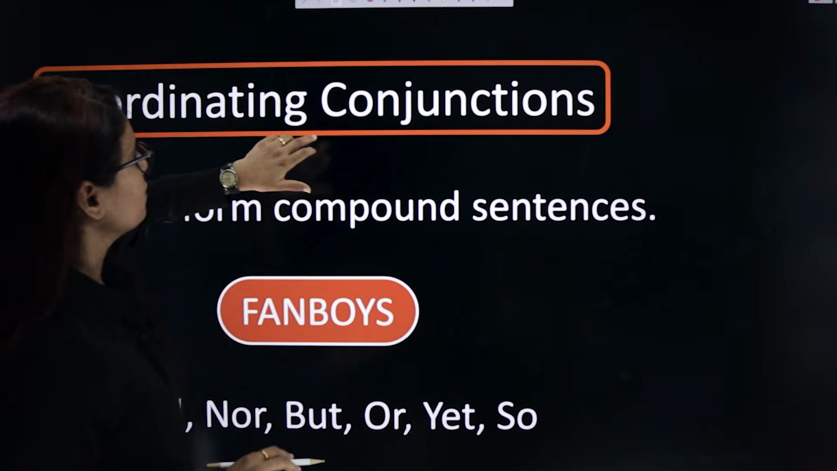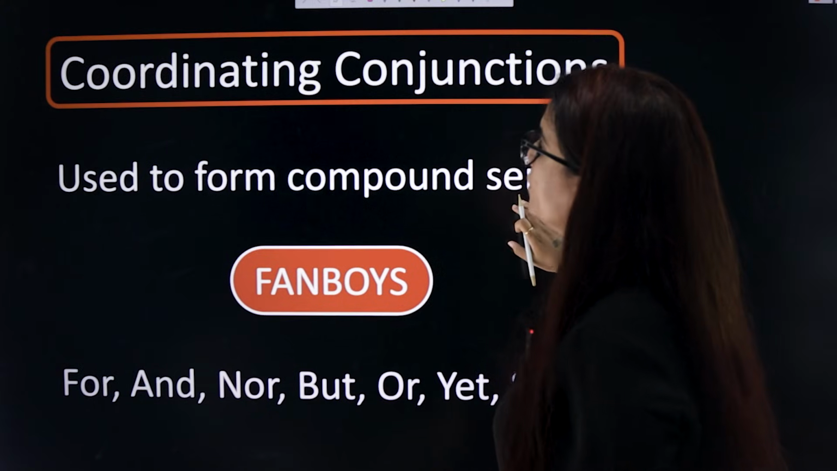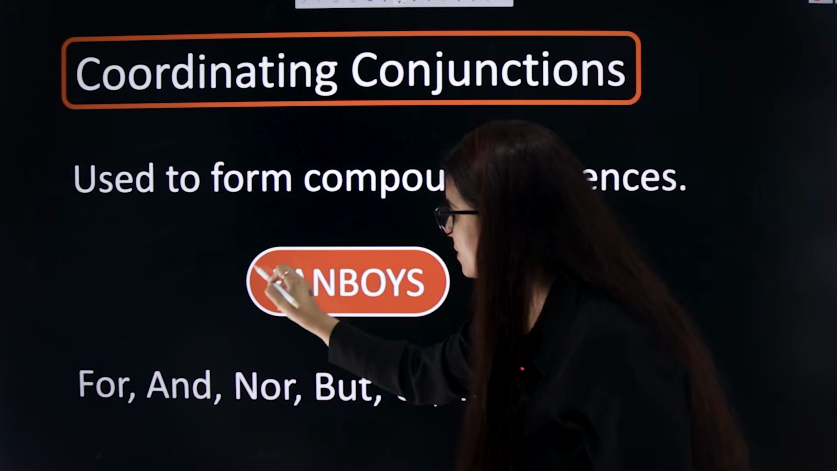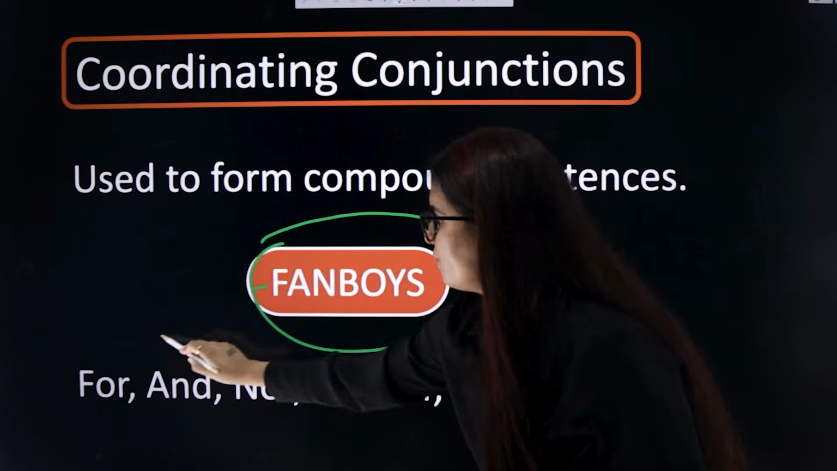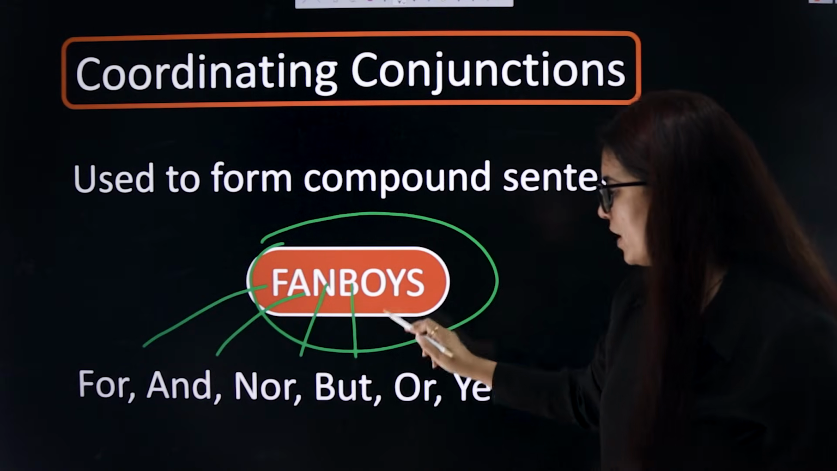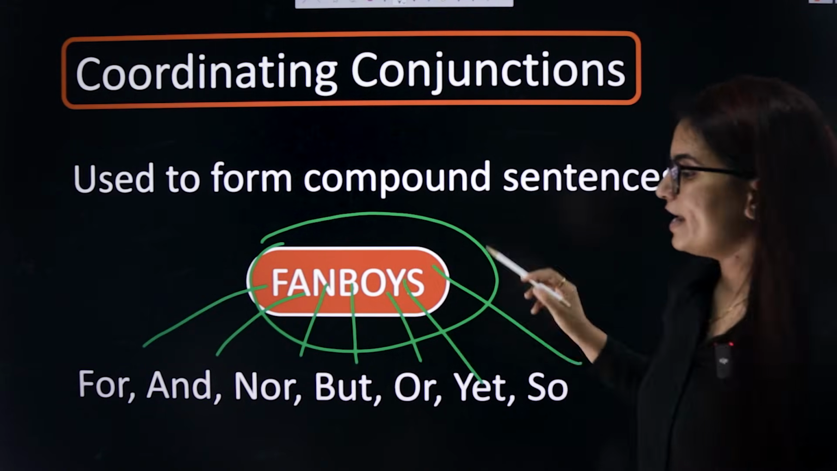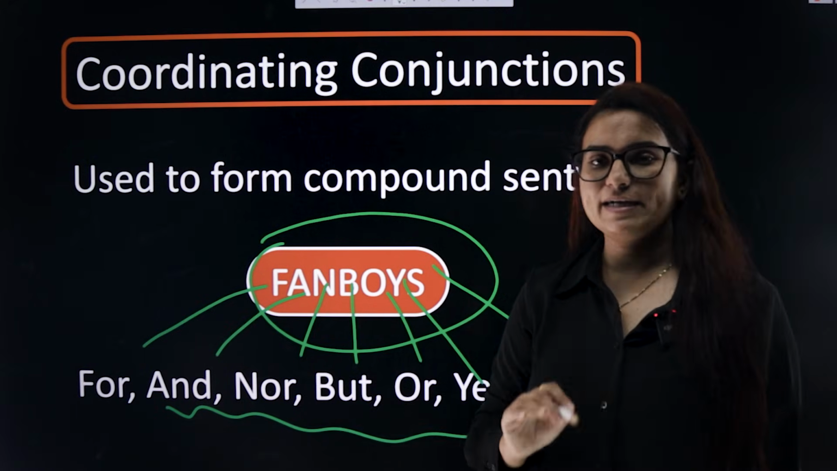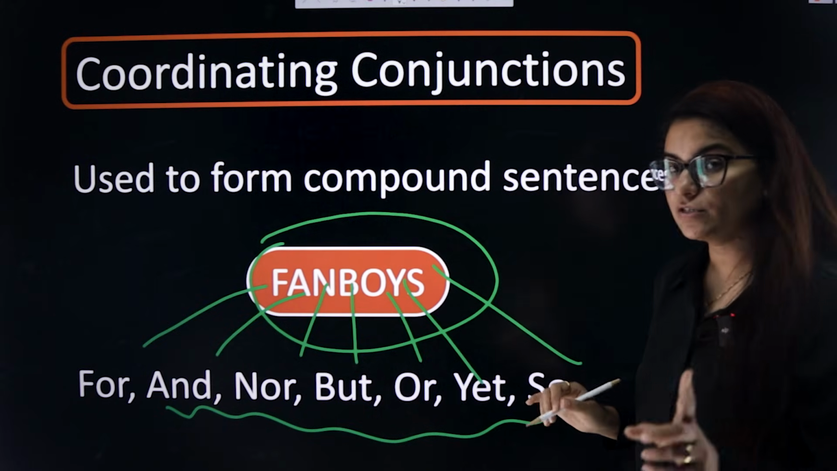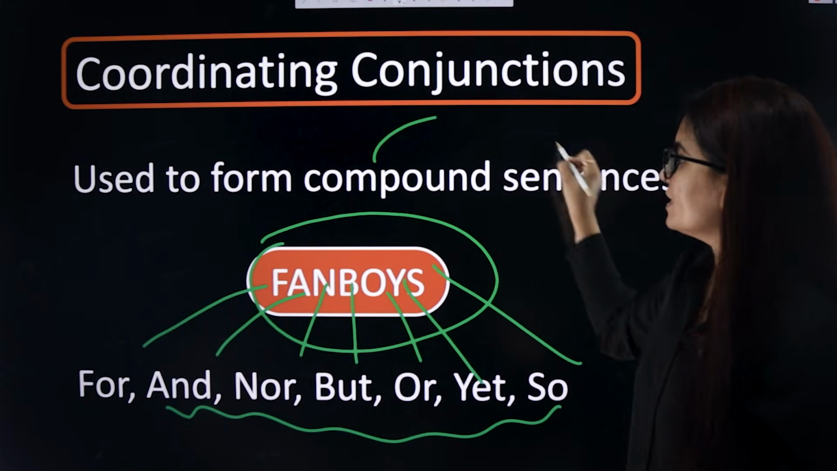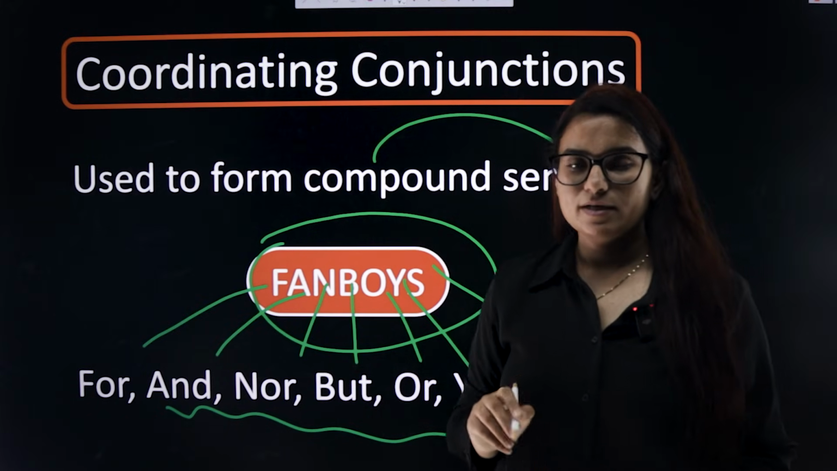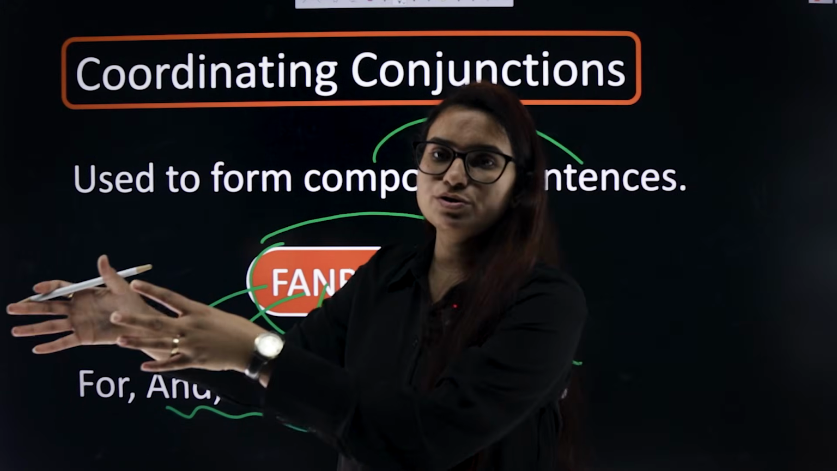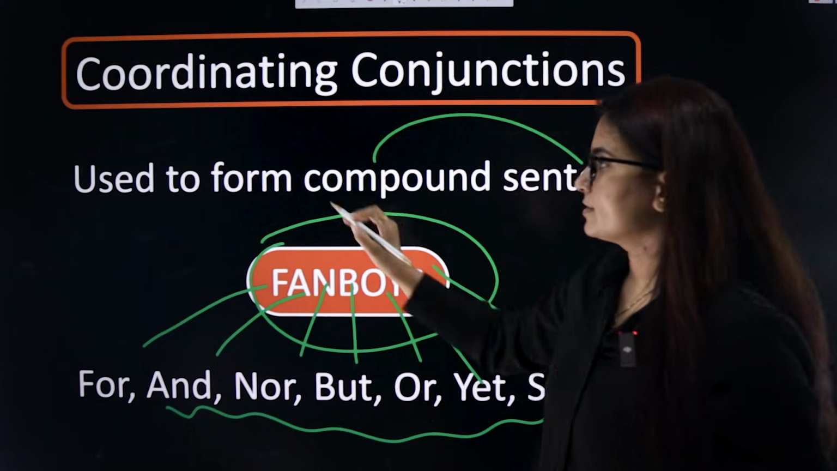The first one we have is coordinating conjunctions. And in order to understand coordinating conjunctions, you only have to understand one thing. There is something called fanboys: for, and, nor, but, or, yet, so. Anywhere, if you find these words written, these are called coordinating conjunctions. And coordinating conjunctions are used mostly to make compound sentences. If you have clause 1, coordinating conjunction, clause 2, it becomes a compound sentence.